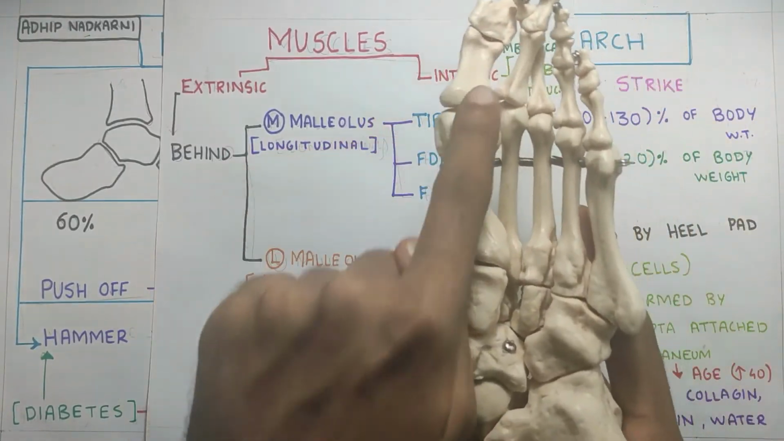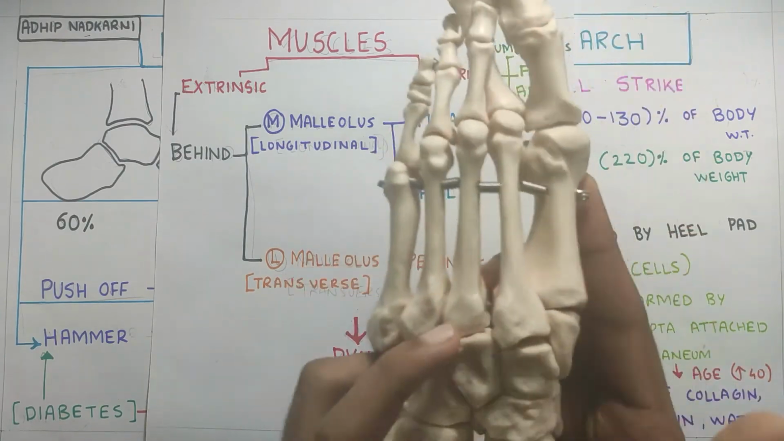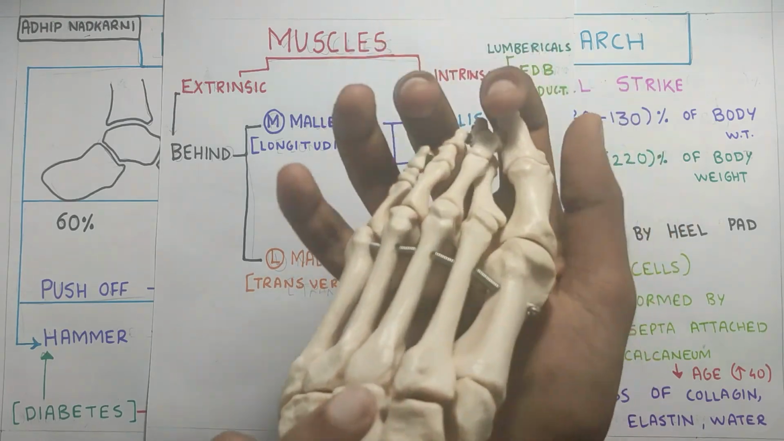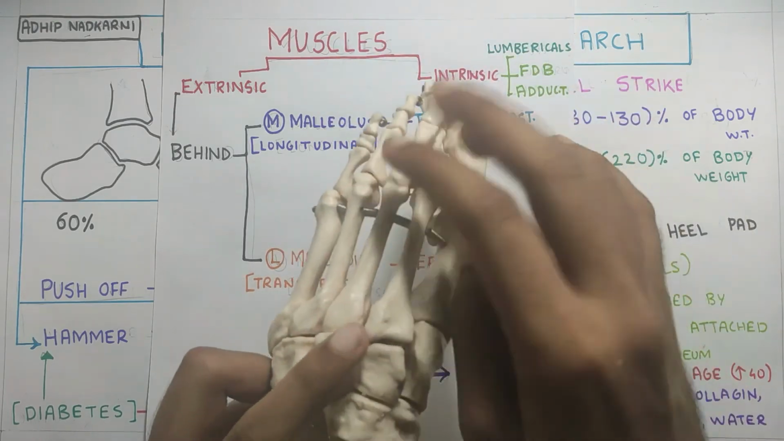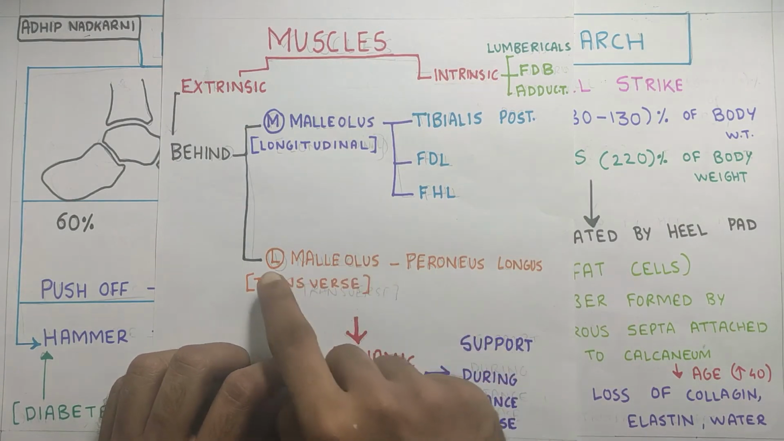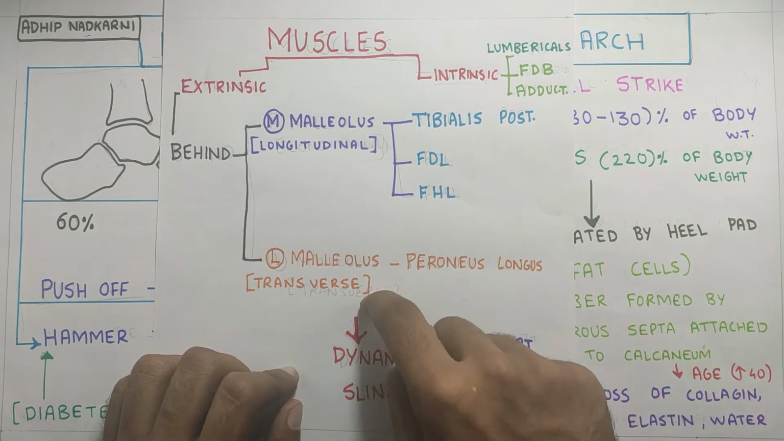The other muscles are the flexor hallucis longus and also the flexor digitorum. All these are on the plantar aspect, and when they contract, they flex the big toe and the lesser toes and increase the stability. Whereas on the lateral side, there is the peroneus longus tendon which provides the transverse stability.